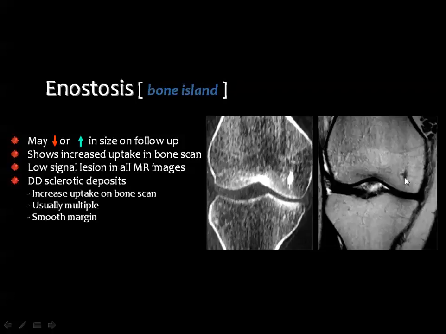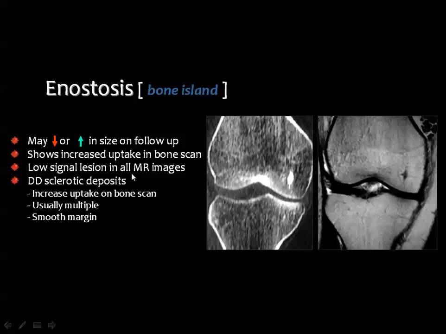You know, the bone island will be black in all MR images because of the sclerosis. And a bone island may increase and may decrease in size on follow-up. And if it increases in size, this will make some difficulties in differentiating the bone island from sclerotic bone metastasis.